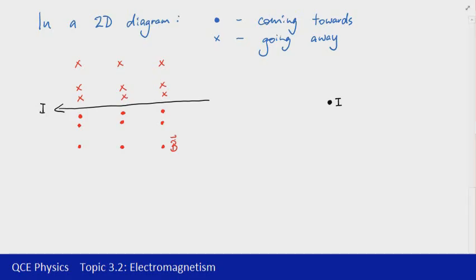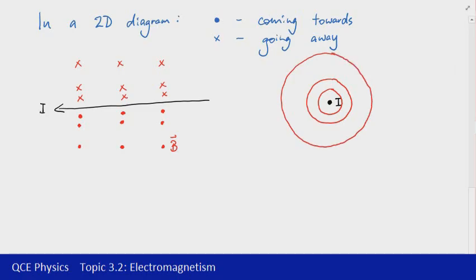Your thumb's pointing directly out of the screen, and you should see that your fingers then curl in an anti-clockwise direction. And as we know, they're concentric circles, so we'd have to draw those circles with the same center, and again the spacing here shows that the field is not uniform. I'll just draw some arrows on here to indicate the directions as required. So that would represent the same scenario but seen from a different perspective.